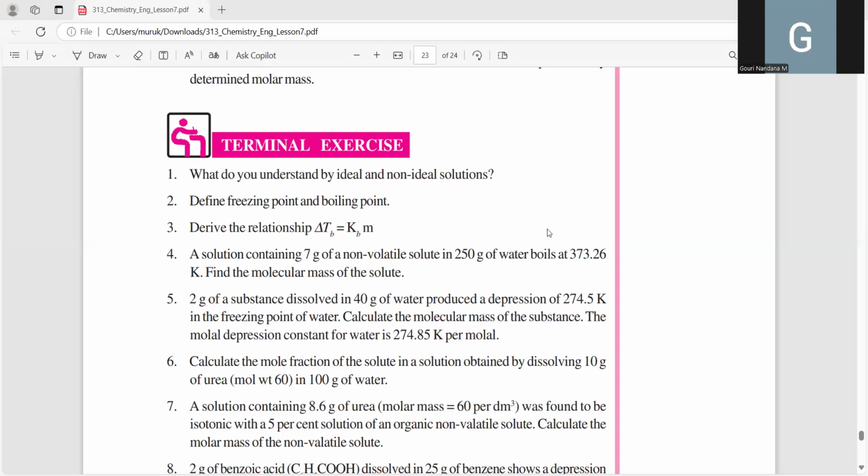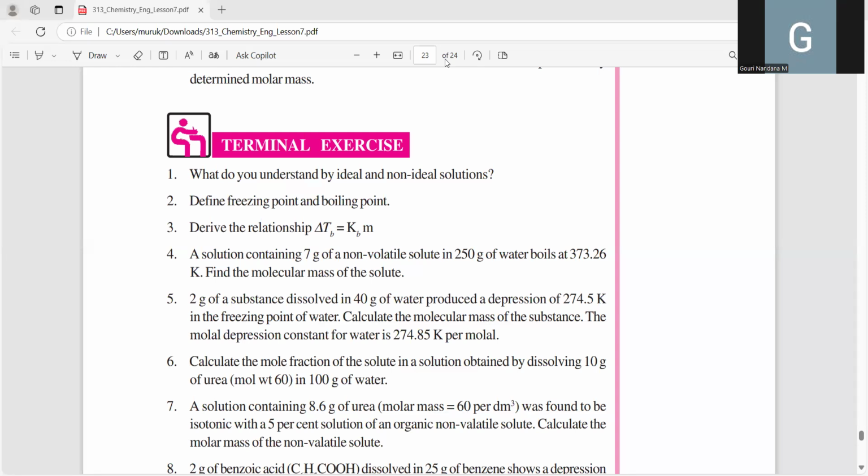A non-ideal solution means, so an ideal solution follows Raoult's law, while a non-ideal solution does not follow Raoult's law. The forces between the molecules will change after mixing, which can either increase or decrease the total vapor pressure. So when we mix the molecules, there is a change in the forces. Either the force can increase or decrease, affecting the vapor pressure. This is known as a non-ideal solution. Okay, so that is all about ideal and non-ideal solutions.